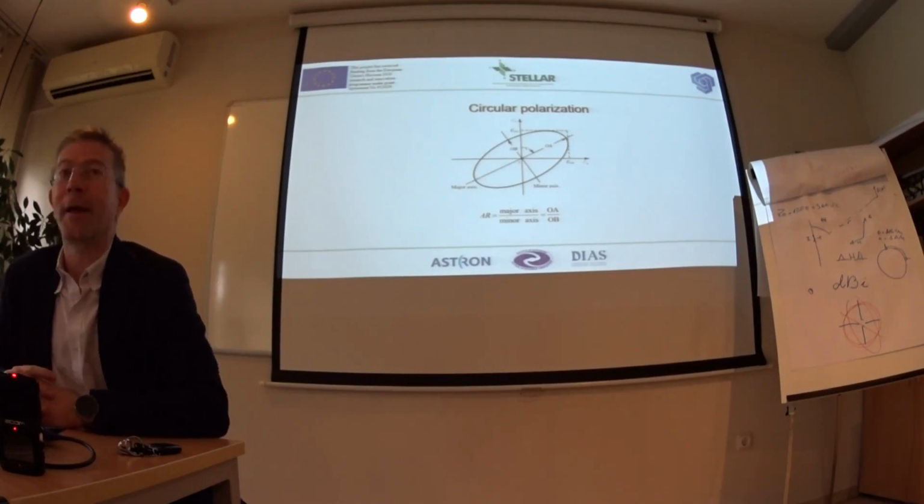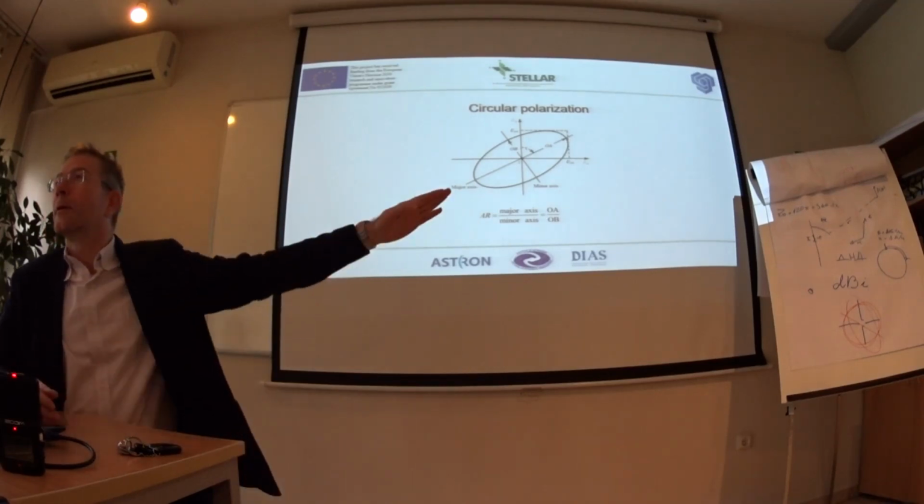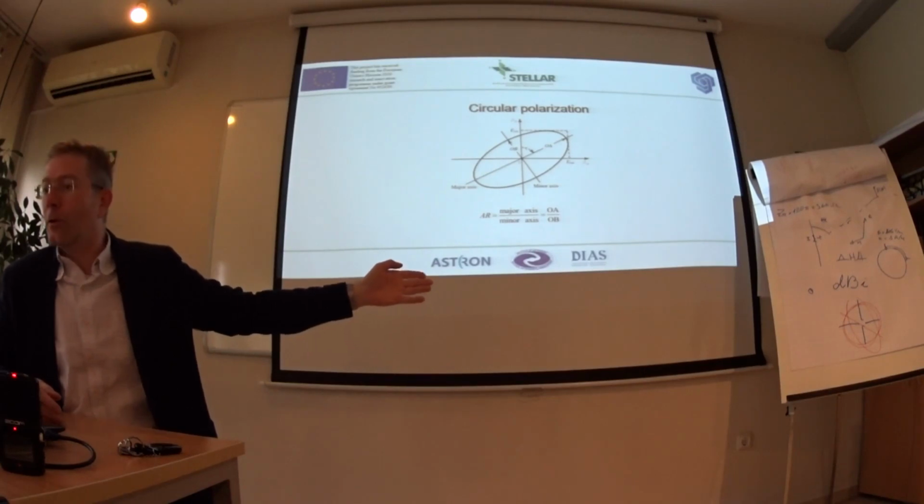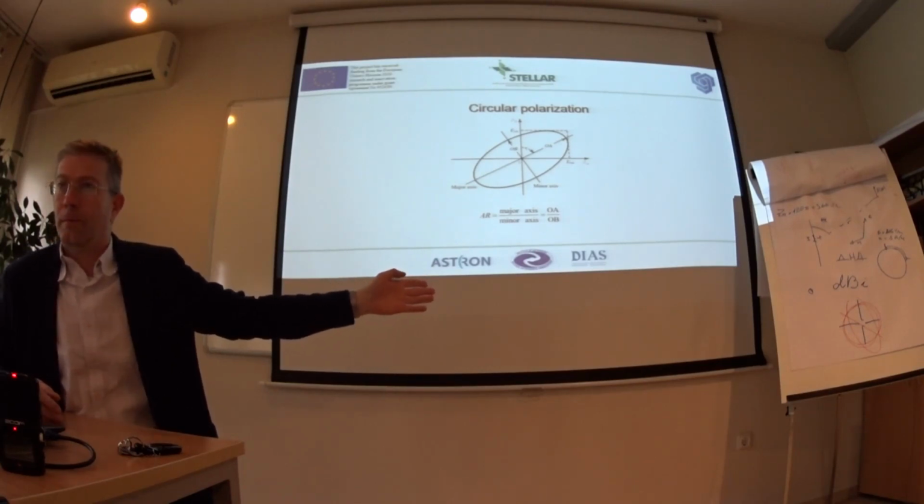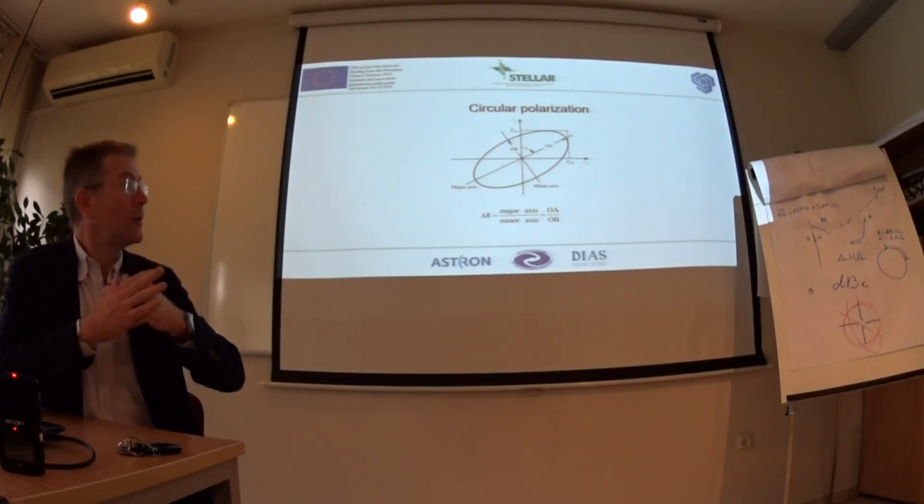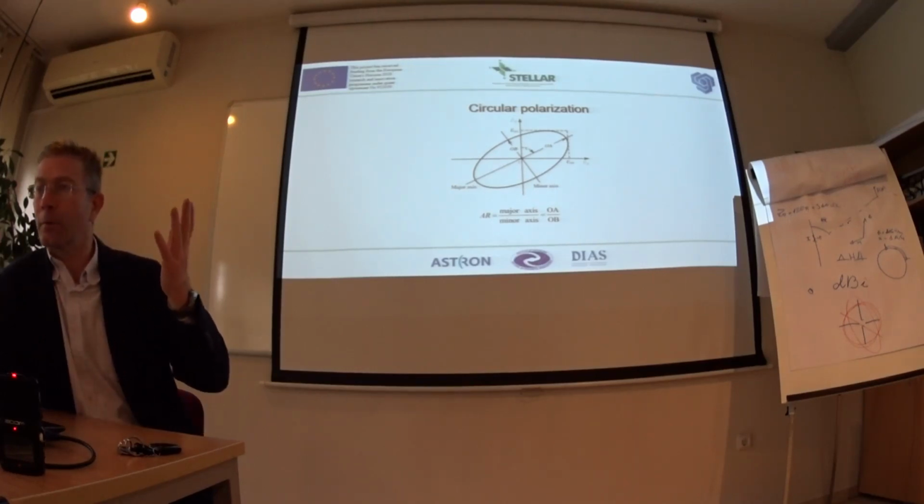And how do we characterize the circular polarization? With the ratio between major and minor axes. It is called axial ratio. And the closer to 1, to unity, the better the polarization is.